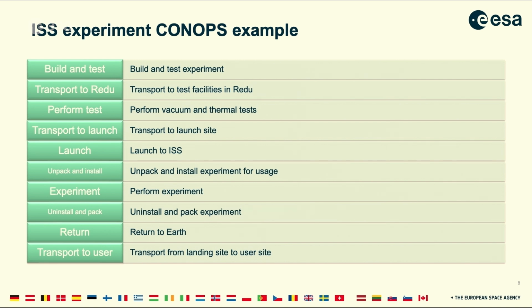Then perform the experiment. And when you're done, you have to also get rid of it. So you have to unpack it, uninstall it, pack it up, return it to Earth, and maybe send it back to the user site. So you can see that even for an experiment, there's a long life cycle, and all of this can be modeled in what we call concept of operations. It does not necessarily need to be only during the time of running the experiment. It needs to really fulfill the entire life cycle of your experiment or your satellite.